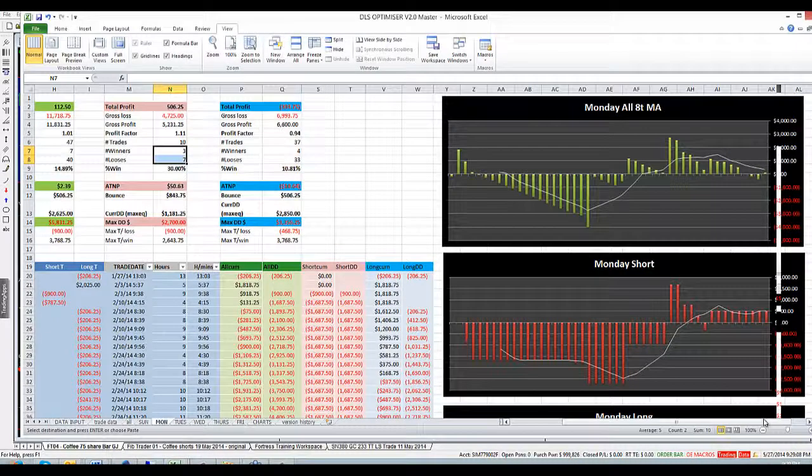Whereas the long side is really not filling me with any confidence at all. It's made no money. Average trade net profit is negative. So I really need to think, well, worst case scenario, I turn Monday off, which I have anyway, and I just trade the short side.